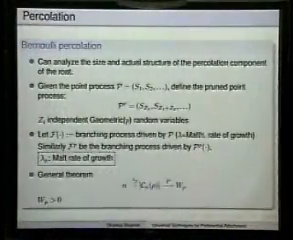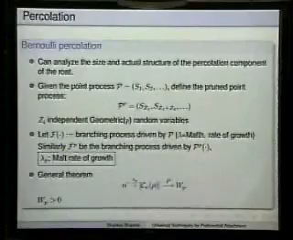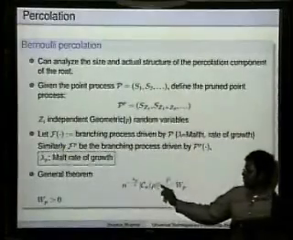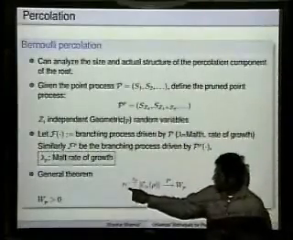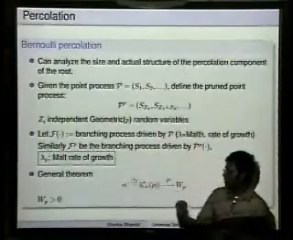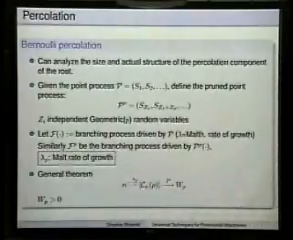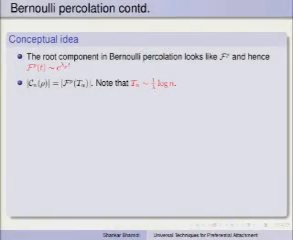Okay. So the general theorem is, assuming some technical conditions, if you look at the size of the percolation component attached to the root and divide by lambda p divided by lambda, the ratio of these Malthusian rates of growth, this converges in probability to some random variable which is strictly greater than 0.